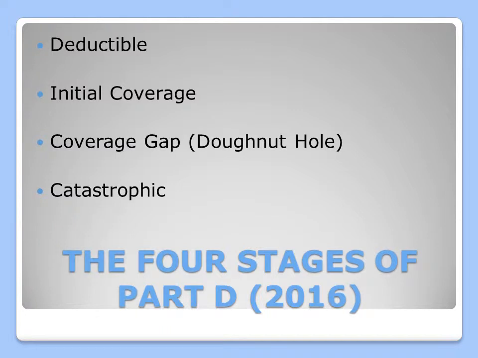Although no two Part D plans are exactly the same, all Part D plans have four stages. The first is the deductible stage, the second is the initial coverage stage, the third is the famous donut hole or coverage gap, and the fourth is the catastrophic stage. Over the next couple of screens, we're going to examine what each one of those means.